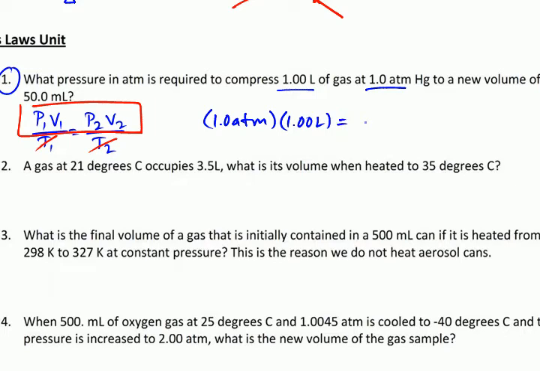What's our P2, our final pressure? Well, we don't know. We want to look for that actually, so we just leave it as P2. Do we know our final volume, V2? Yes, we're trying to get it to 50 milliliters. Oops. Okay, I almost made a mistake there. This problem is in terms of liters, so we got to convert the 50 milliliters into liters, which is 0.050 liters.